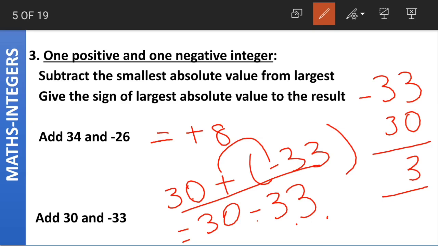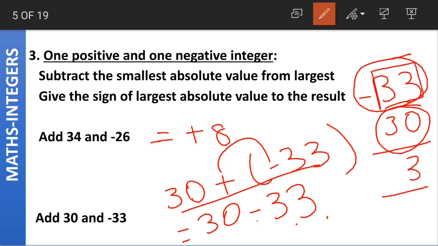Now look at the signs here and look at the absolute values. I know that minus 33 is less than 30. But we are not looking at that value. We are looking at the absolute value. You have to compare 33 and 30. You shouldn't compare minus 33 and 30. Compare 33 and 30. Which of them has the larger absolute value? 33. And what sign does 33 have? Minus. So what sign will the answer have? The answer will also have the minus or negative sign.